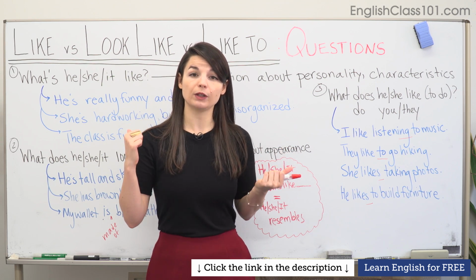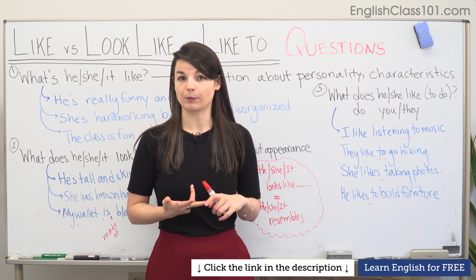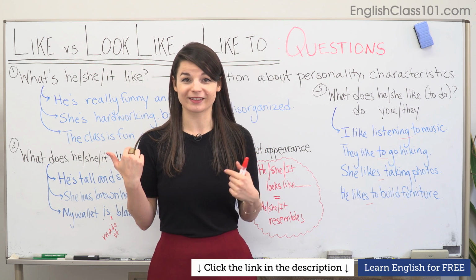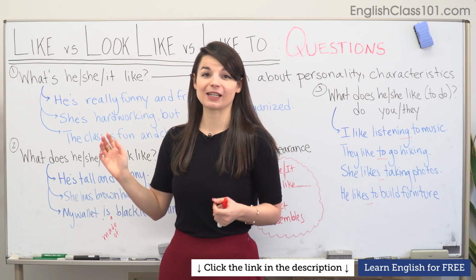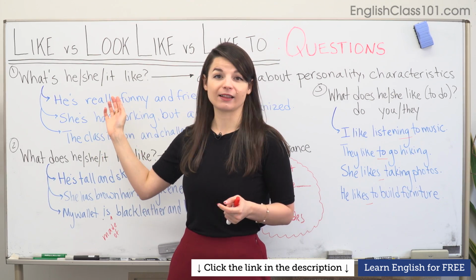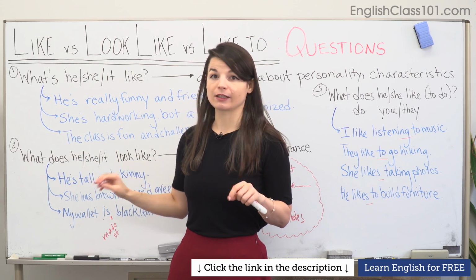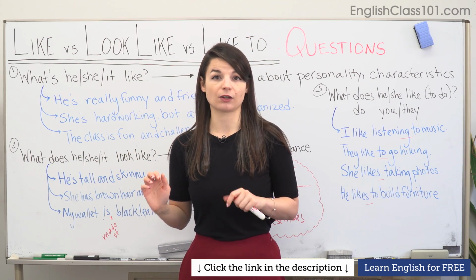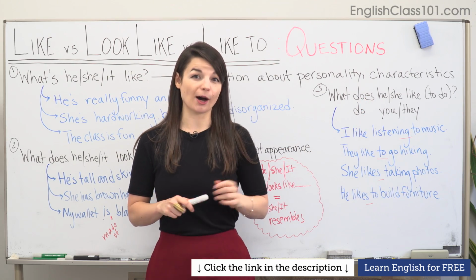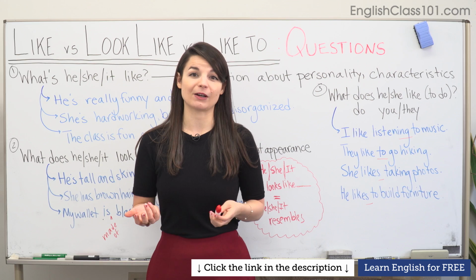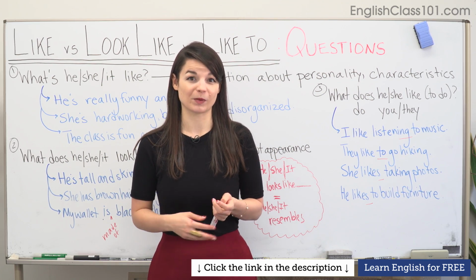Okay, so those are 3 questions that sound very, very similar but have different meanings and different responses. So please try to remember this the next time someone asks you one of these questions. So, what's he or she like is a personality or a feature related question. Second, what does he or she or it look like is an appearance related question. And finally, what does he or she like to do is a hobby related question. So let's think about these and try to make accurate responses, correct responses here.